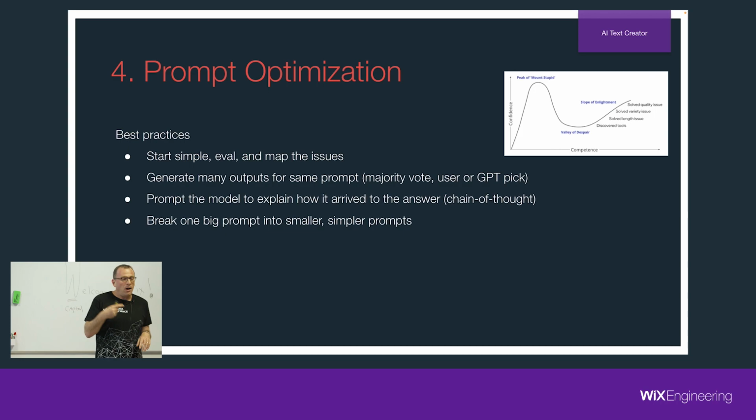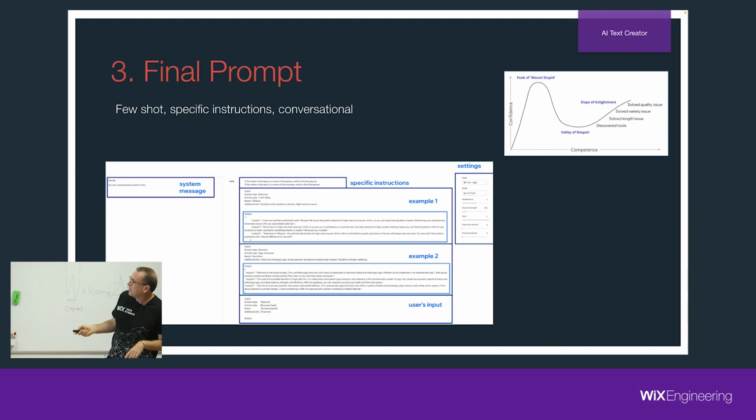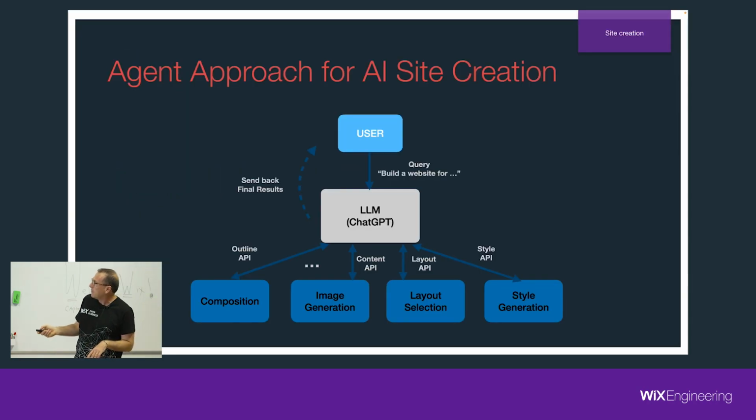And then there's also another common pattern that people use: you can actually ask the model to explain how it got to that particular answer, right? So, for example, in the case of the agent we talked about, you can ask ChatGPT, why did you apply the layout selection, or why did you apply the image generation in this particular way?